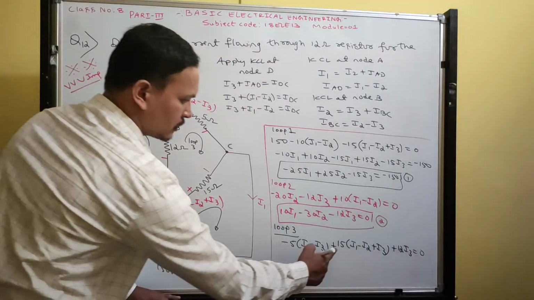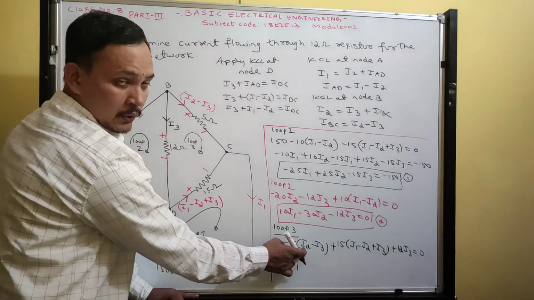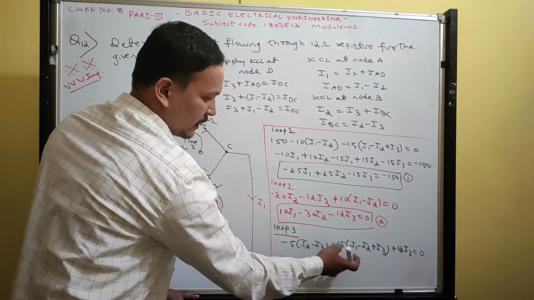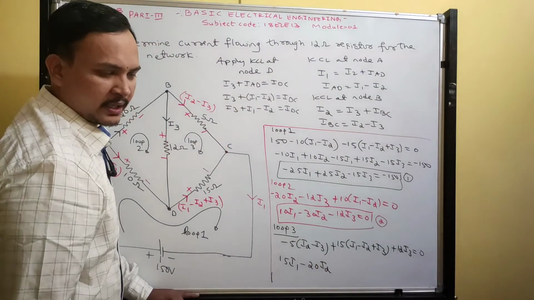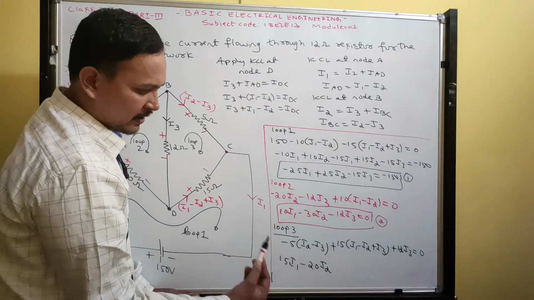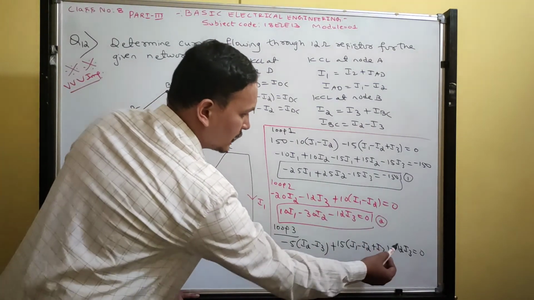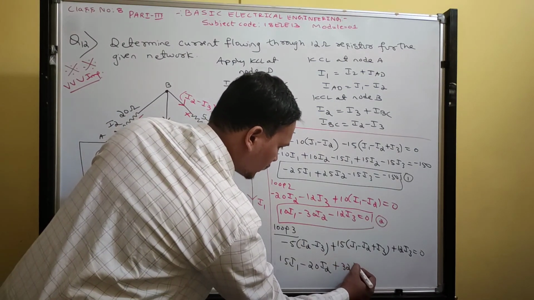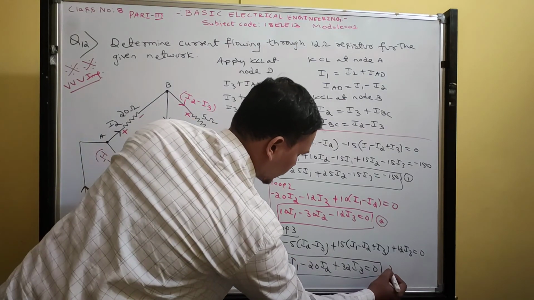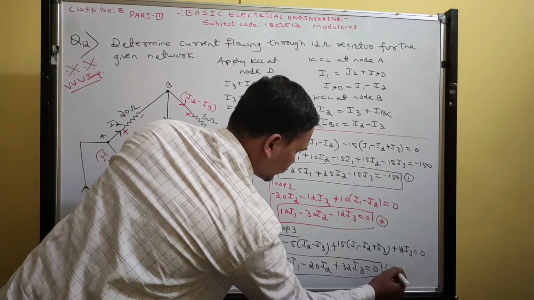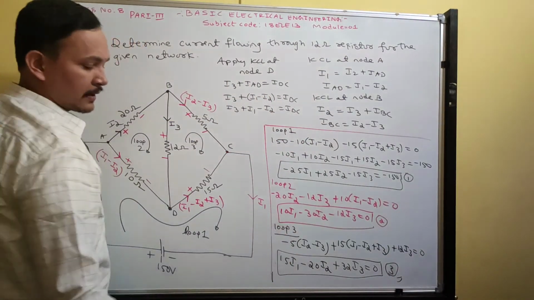Now simplify this. 15 I1. Now minus 5 I2 plus minus 15 I2, then it becomes minus 20 I2. Then how many I3s? Minus into minus, plus 5 I3, plus into plus, 15 I3. 15 plus 5 is 20, 20 plus 12 is 32. Plus 32 I3 equals 0. So this is equation number 3. Guys, you know how to solve equations 1, 2, 3 in the calculator.